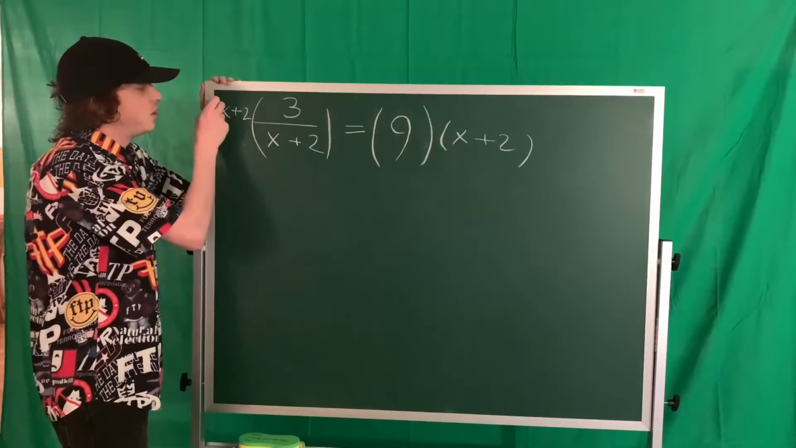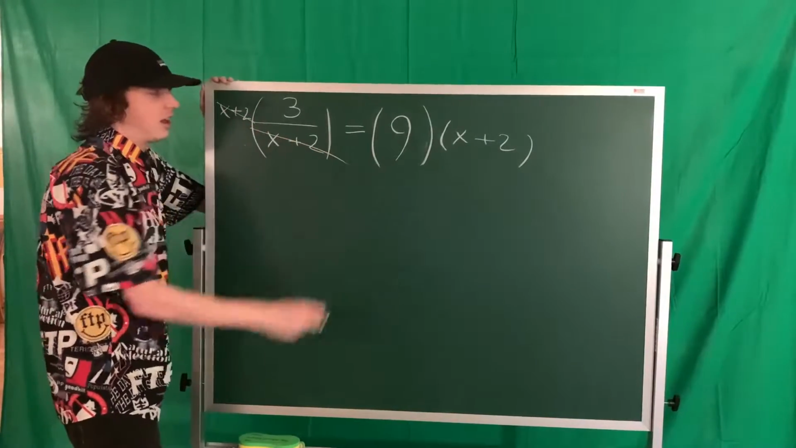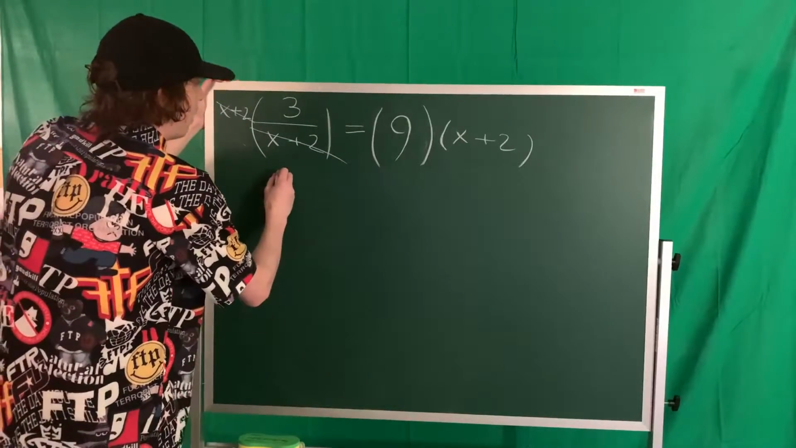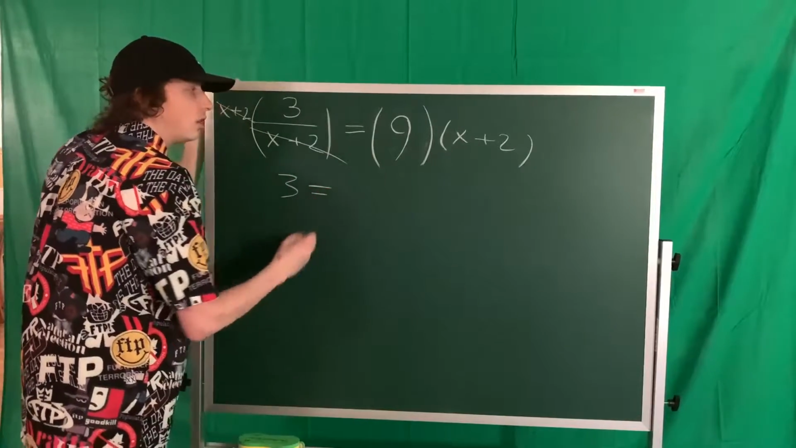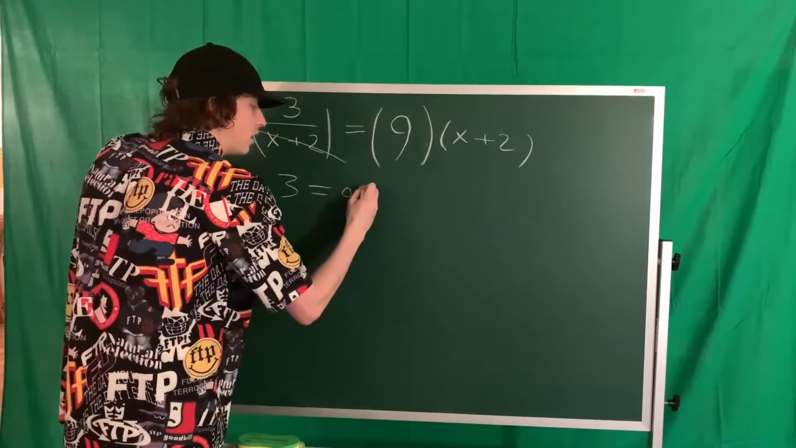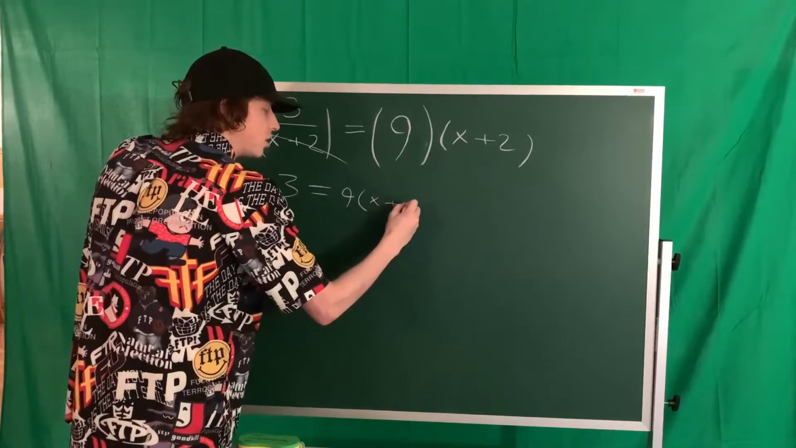So these x plus 2, as we showed in the previous problem where I did 6 over 1 and 5 over 6, and these 6's just cancel out. It's the same thing with this x plus 2. So we're just going to cancel that and cancel that. And then we are left with 3 is equal to 9 times x plus 2.